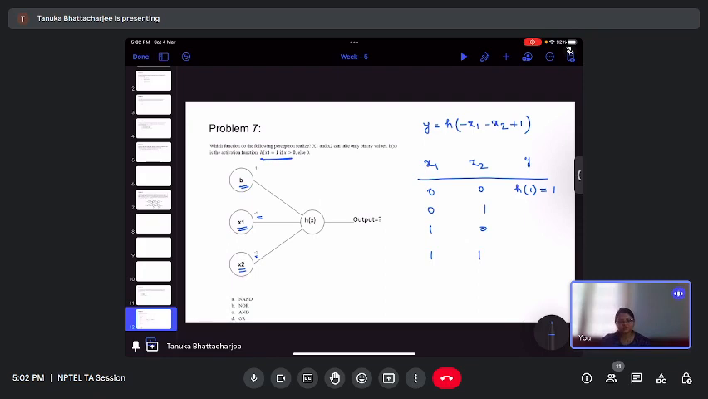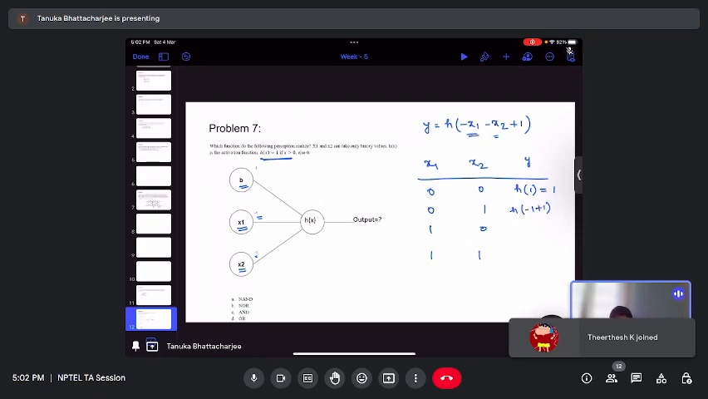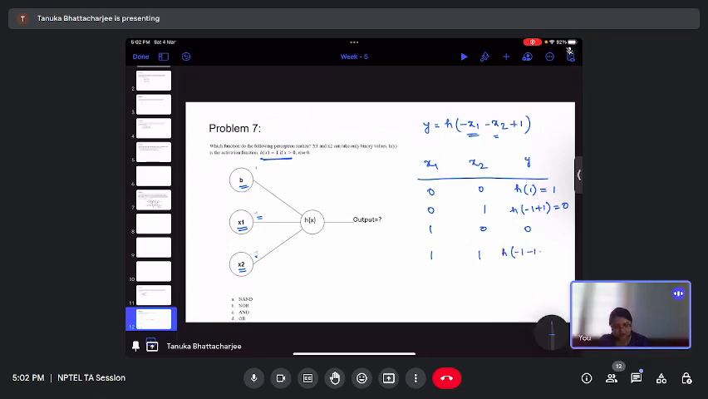Now, let us say you have 0 1. In that case, this is 0, this is 1, so minus 1 plus 1, so h of 0, that is your output will be 0. Same thing will happen for 1 0 also. Now if you have 1 1, in that case your output is h of minus 1 plus 1, so h of minus 1, which is again 0.